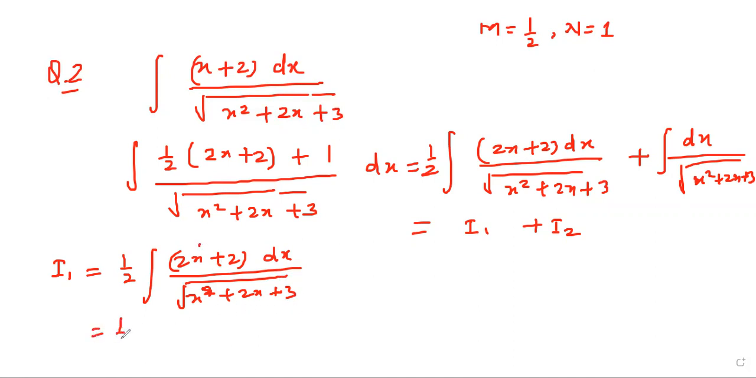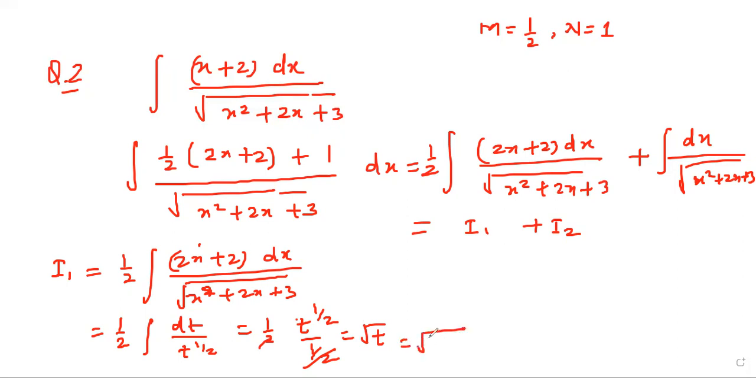So we will get 1 by 2 integration dt upon t power half. That will be equal to 1 by 2 t power minus half, then we integrate it, so plus half by plus half. So 2 will cancel out. We will get root t, where t equal to x squared plus 2x plus 3. That is root of x squared plus 2x plus 3. So this is I1. Now we are going to take I2.